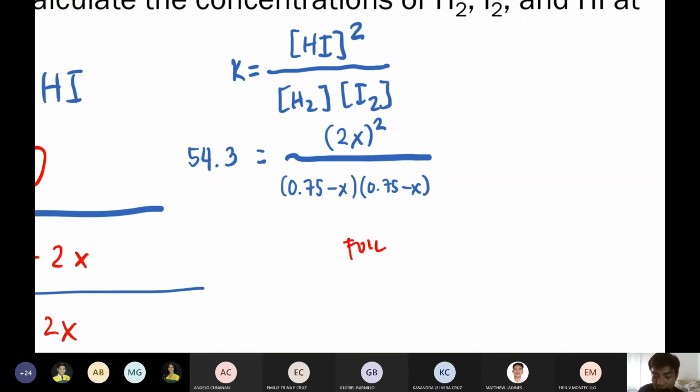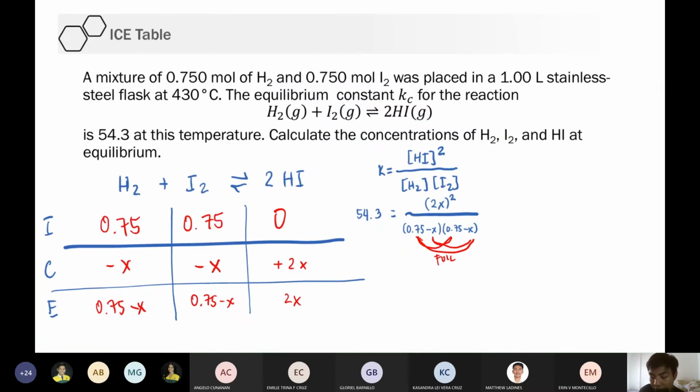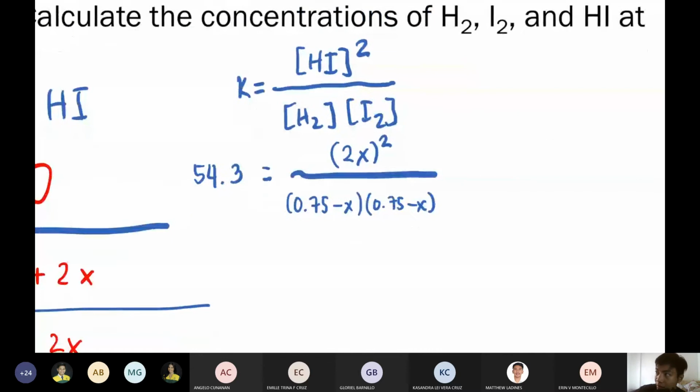Okay? FOIL method. First terms, outer terms, inner terms, and then last terms. Okay? Di ba nakaka-enjoy kasi may algebra? Okay? So, ganun lang. So, i-FOIL method natin yan. Ito. First terms. 0.75 times 0.75. Calculate nyo na yan. So, that's equal to 0.5625. Okay? Sulat natin ulit.